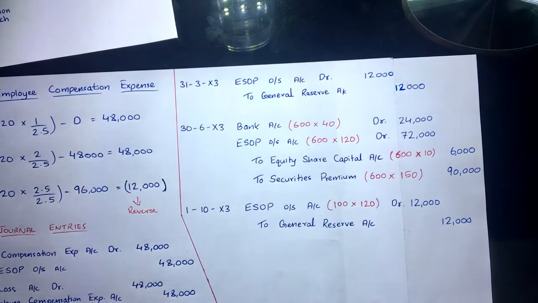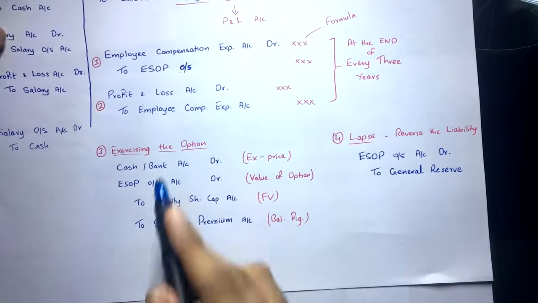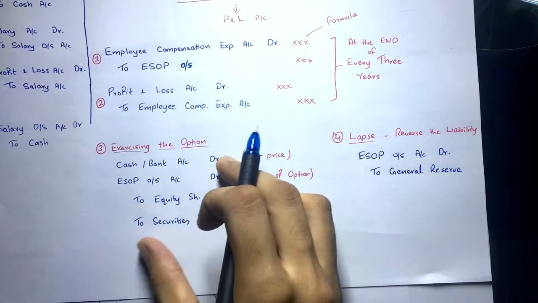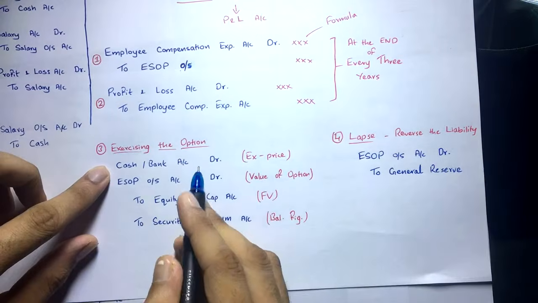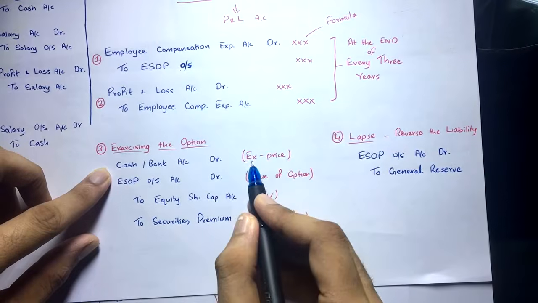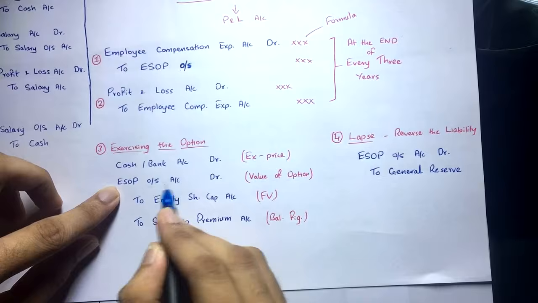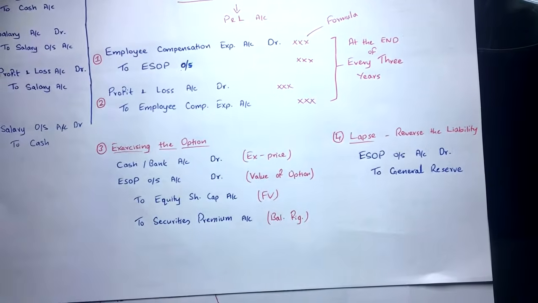See here, let me just show you this entry properly. Exercising the option. Whenever the employees exercise the option, this entry we have to pass. We are getting the cash account or bank account debit, and this will always work on exercise price. ये हमेशा खेलेगा किस पे? Exercise price पे. और ESOP आउटस्टैंडिंग अकाउंट जो होता है ये किस पे खेलता है? वैल्यू ऑफ ऑप्शन पे खेलता है कि नहीं?